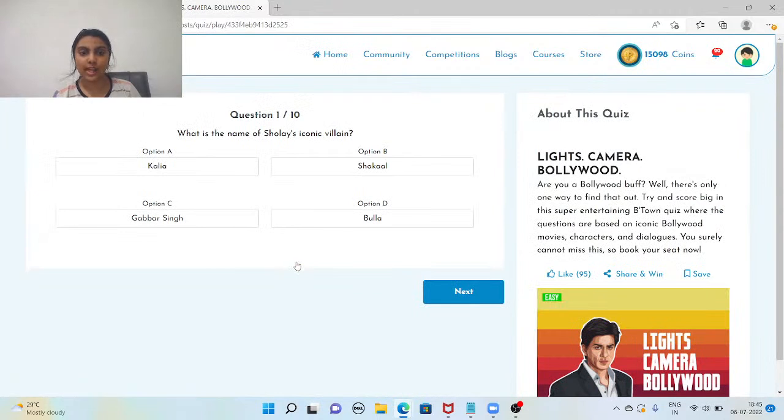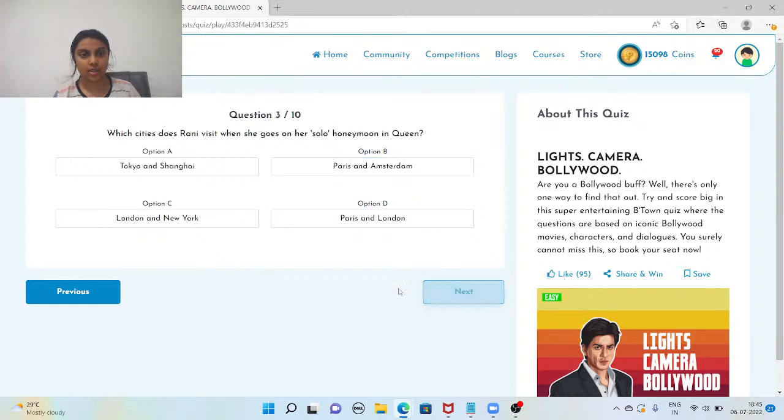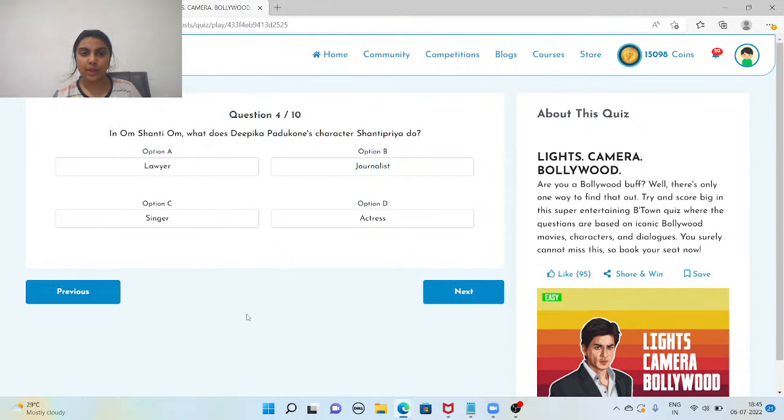What is the name of Sholay's iconic villain? Shakal, Bulla, Gabbar Singh, Kalia? Gabbar Singh. Who directed Dil Chahta Hai? Zoya Akhtar, Aamir Khan, Reema Kagti, Farhan Akhtar. I think Zoya Akhtar. Which cities does Rani visit when she goes on her solo honeymoon in Queen? Paris, Amsterdam, London, New York, Tokyo, Shanghai. I think Paris and Amsterdam. In Om Shanti Om, what does Deepika Padukone's character Shanti Priya do? Singer, actress, journalist, lawyer? She's an actress, of course. What is the name of the lead female character in Dilwale Dulhania Le Jayenge? Pooja, Senorita, Simran, Sunita. Simran, of course.